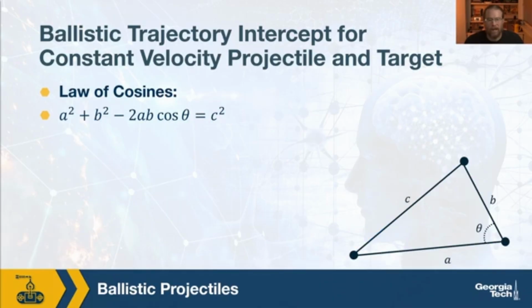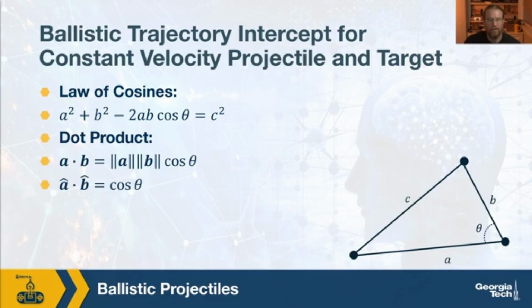All right, so we're going to rely on the law of cosines. You might recall this from taking a trigonometry class. The law of cosines says that for a triangle with sides A, B, and C, where the angle between side A and B is theta, a squared plus b squared minus 2ab times cosine of theta is equal to c squared.